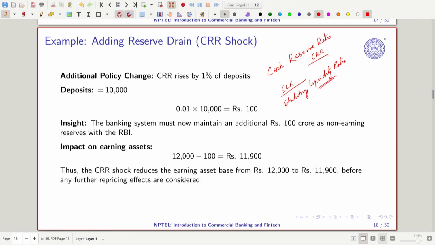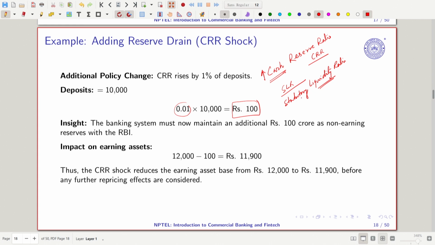So on a deposit of 10,000, we now have a 1% increase, so 0.01. Banks will now have to keep 100 crore extra as a cash reserve. They will have to keep 100 crore in the form of cash. They cannot use that money to lend, because this is the regulation. So whenever CRR goes up, banks will have less cash to lend. They will have the cash, but they cannot lend it, because it is by regulation. It is the cash reserve ratio. If something goes wrong with the bank, then this money can be used.